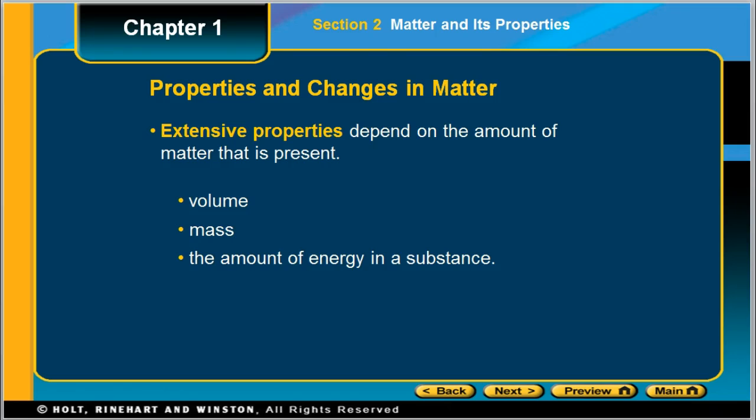So extensive properties depend on the amount of matter that is present. So if I ask you to go and weigh out a rock, it would be an extensive property, because depending on how big the rock is or how little the rock is, that determines how much mass it would have. So volume, mass, the amount of energy in a substance, they're all extensive properties.